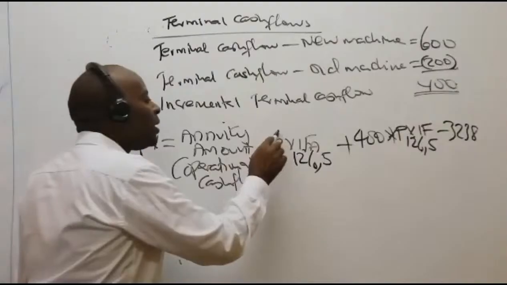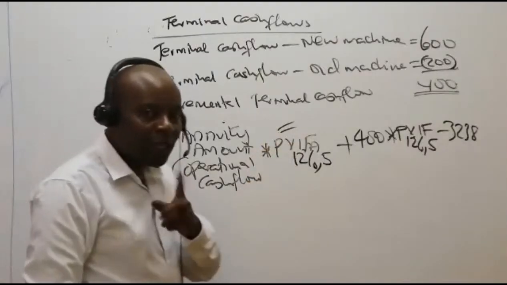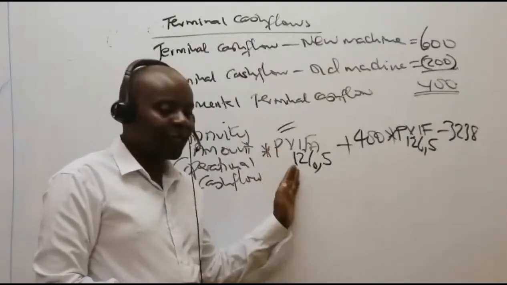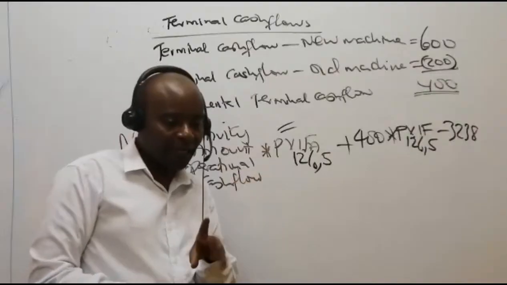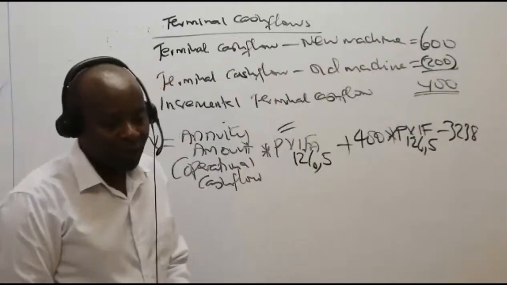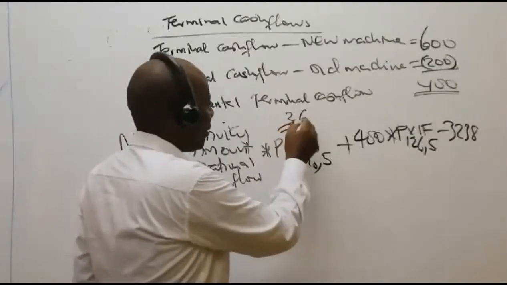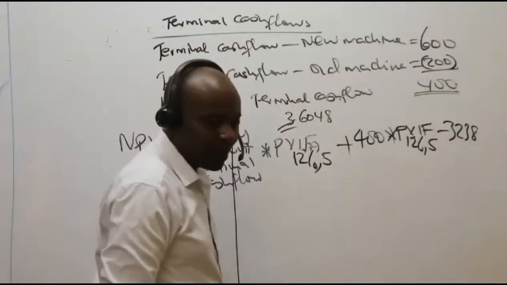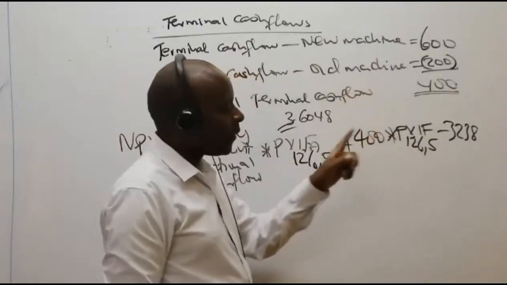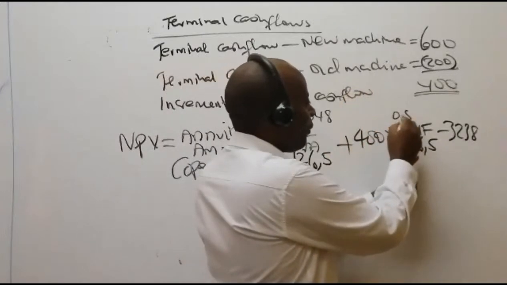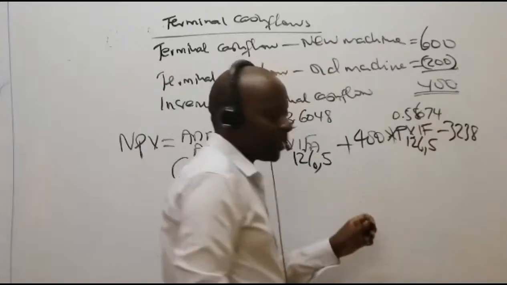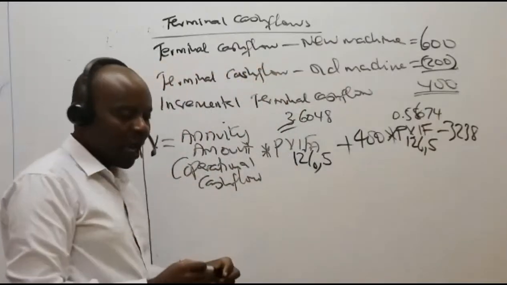Before I write this, I know you great students of mine have got tables. I want you to go to an annuity table and read for me the PV for 12% 5 years. Don't use the formula. The annuity table gives 3.6048. How about PVF for the lump sums? For the lump sums table, 12% 5 years, it is 0.5674.